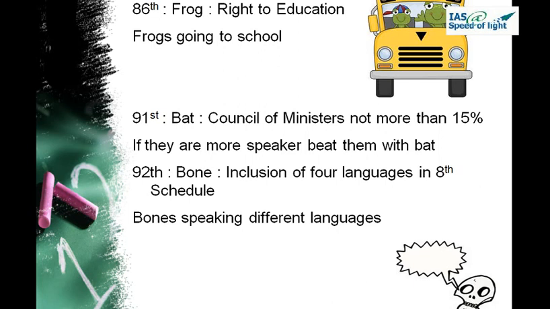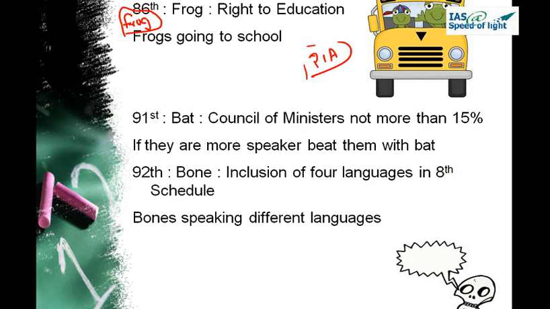Coming to the next Amendment Act, that is the 86th Amendment Act, and 8 is F and 6 is G, so it becomes frog. This amendment brought the right to education as a fundamental right under 21A. So frogs going to school. You can see this picture, these frogs are going to school, and this act, the 86th act, that is F and G, that is frog, gave elementary education as a fundamental right in the constitution. The frog, we are relating it with going to school.